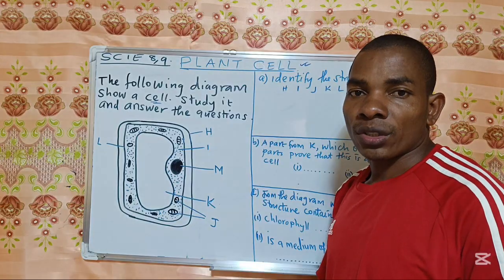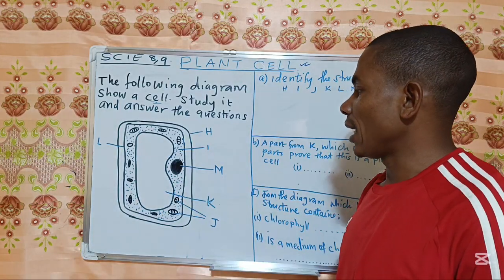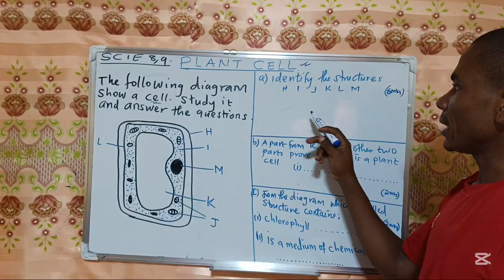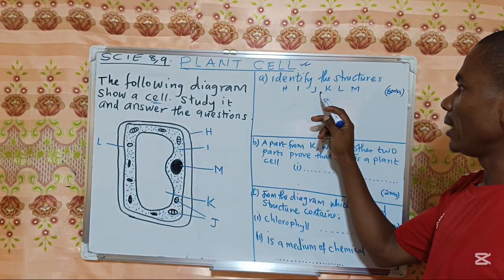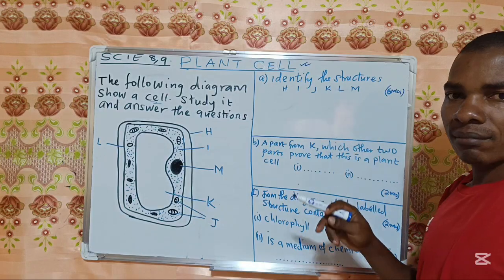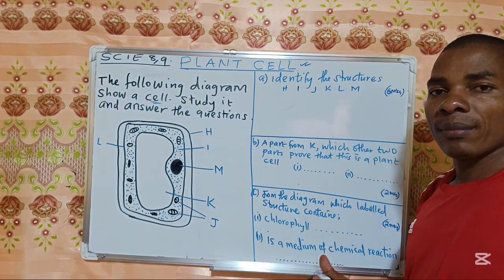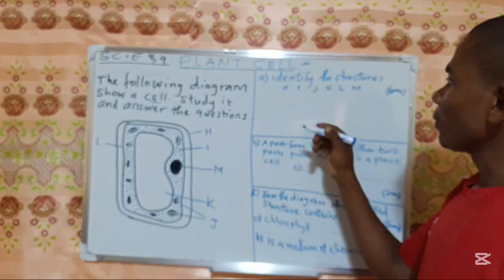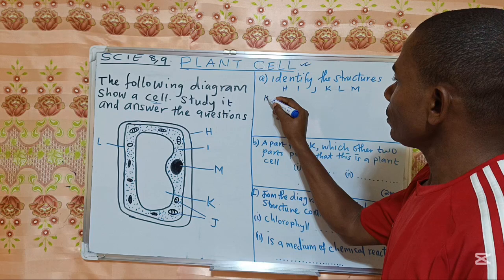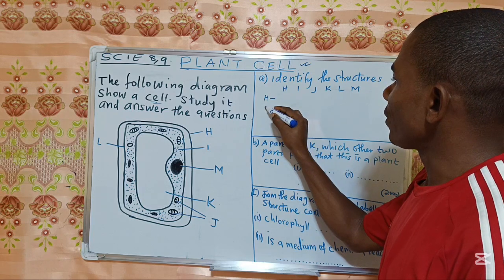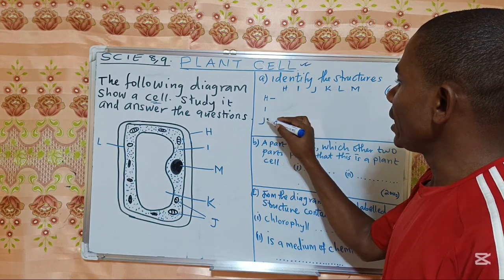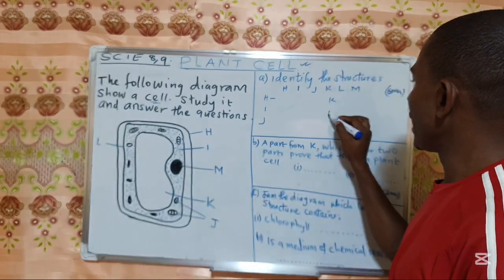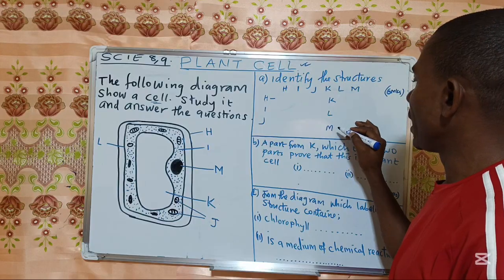Now we are going to see the names of these parts labeled on the diagram. Identify the structures H, I, J, K, L, M respectively. The word respectively means in the order they were mentioned. So we have H, we have I, we have J, we have K, we have L, and M in that order.